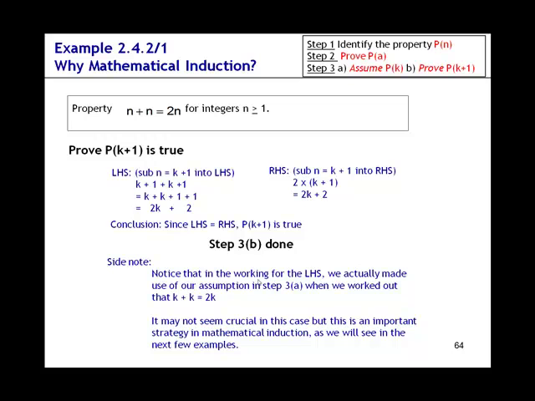Notice that in the working for the left hand side, we actually made use of our assumption in step 3a, where we work out k plus k equals 2k. We are talking about this part here. We are using the assumption k plus k equals 2k over here. It may not seem crucial in this particular proof, but actually this is an important strategy in mathematical induction. We will be using it for all our other examples.